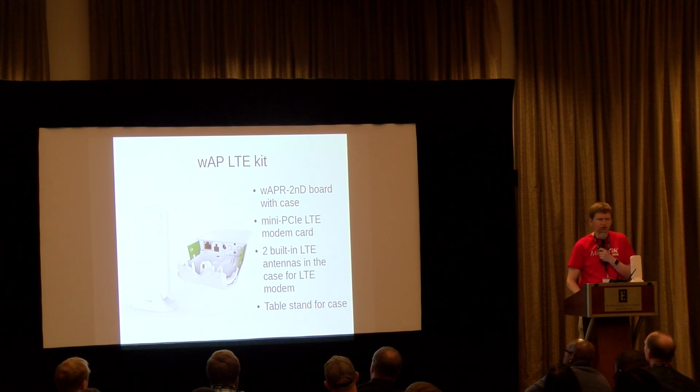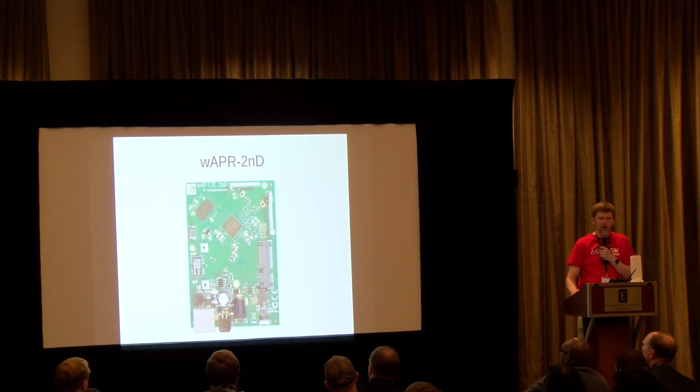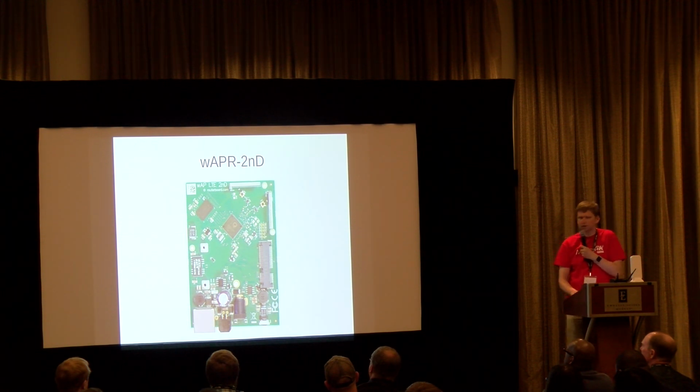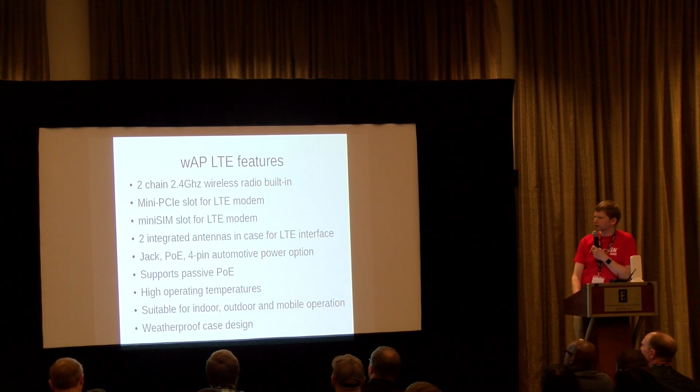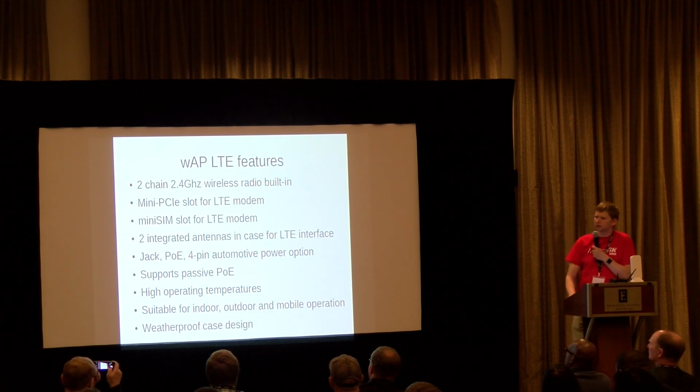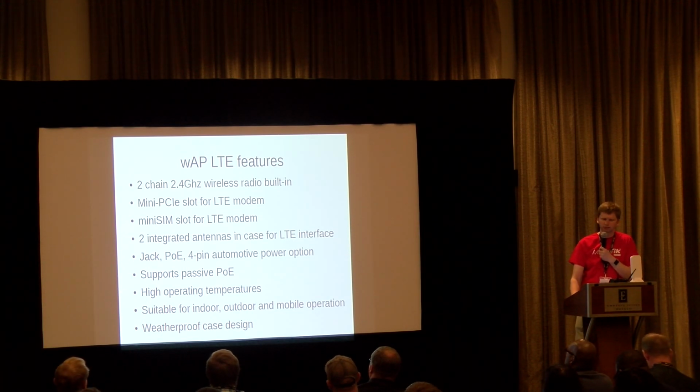So let's talk in more detail about it. So we have our WAP board. It looks like this from the inside. We have Wi-Fi antennas. We have a slot for the LTE modem and the Ethernet connector. So what are the features? The main features are that it has 2-chain wireless built in and also built-in antennas. And it has a mini PCIe slot for the LTE modem. And also it has a slot for a SIM card, as you need to have a SIM card to get the LTE modem working.